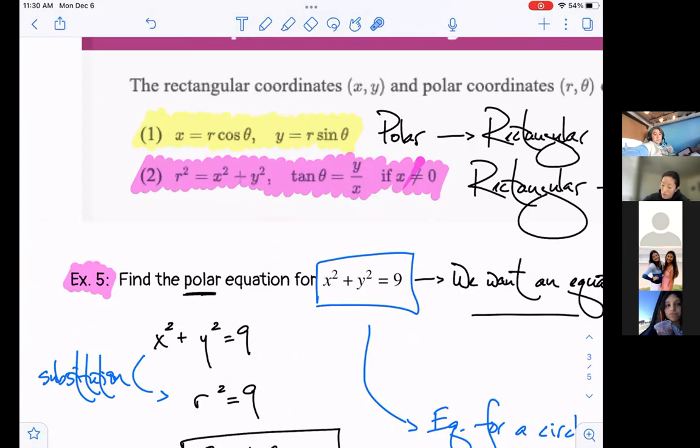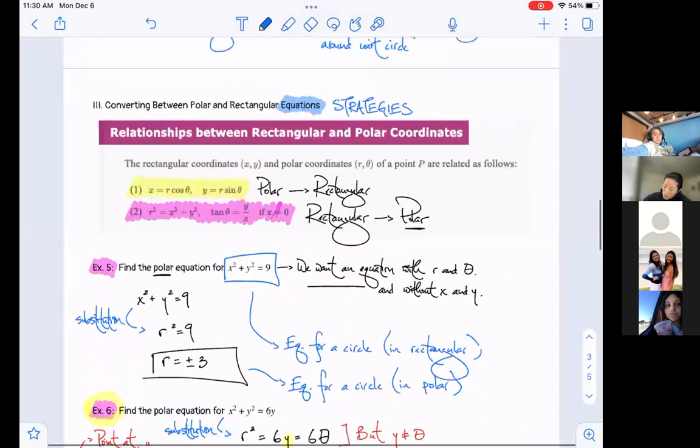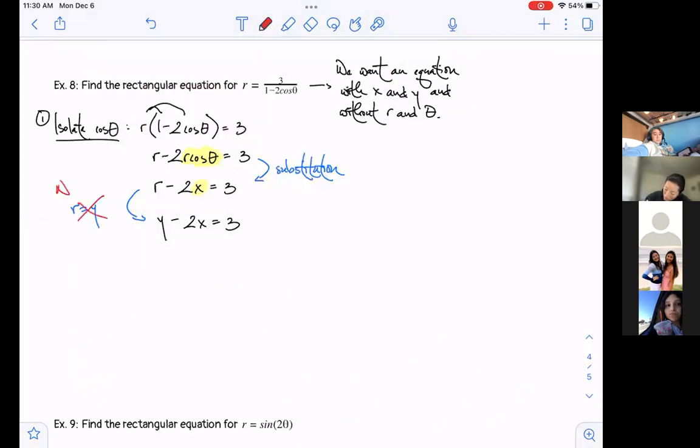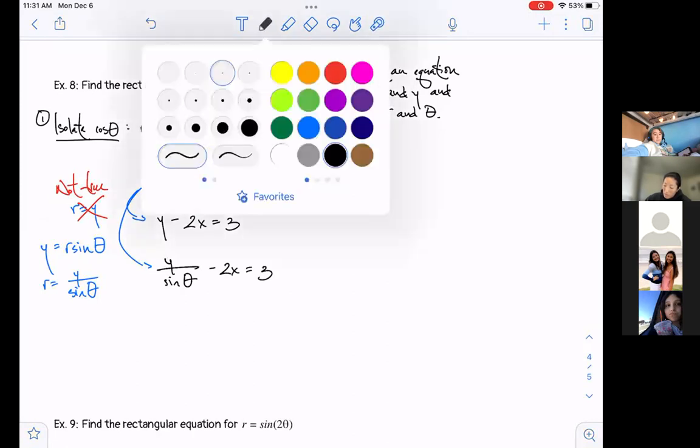Another suggestion, what if we made r... So instead of y equals r sine theta, let me write that down here. Another suggestion might be y equals r sine theta, and then we could solve for r. So if we substituted that, that would give us y over sine theta minus 2x equals r. So that's a true substitution, right? It's mathematically accurate. Does it help us?